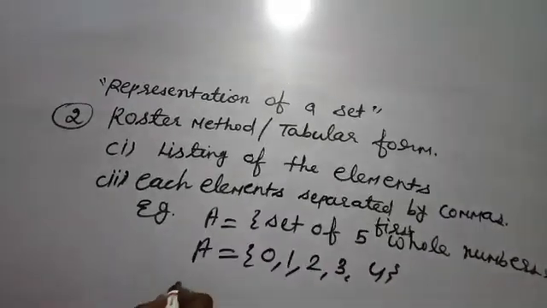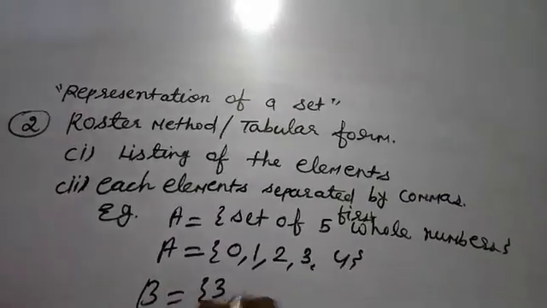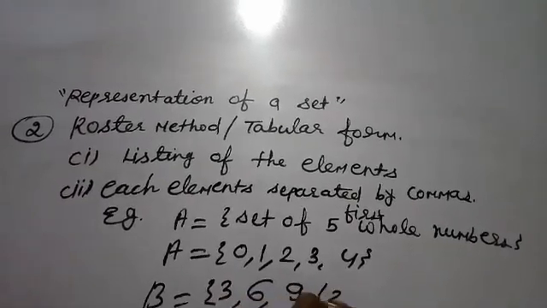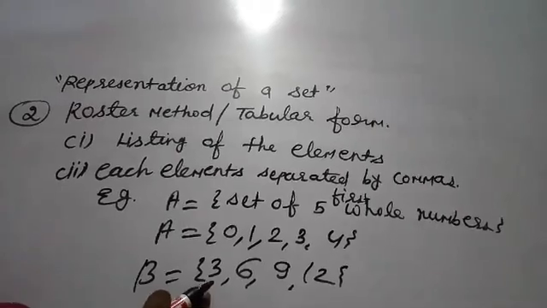Take one more example, set B. It is the set of multiples of 3. The common property is that it is a set of multiples of 3.